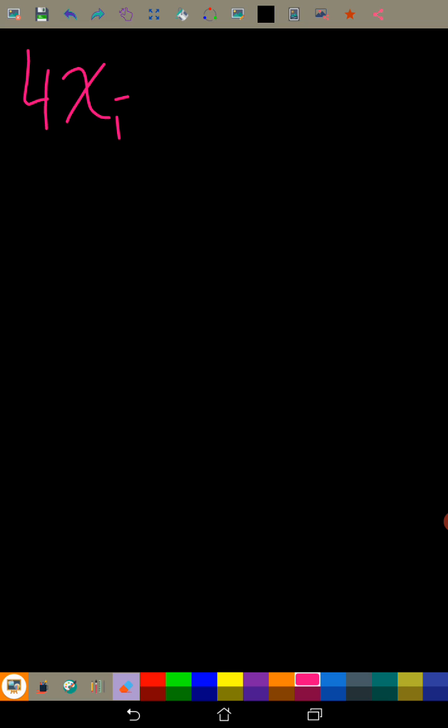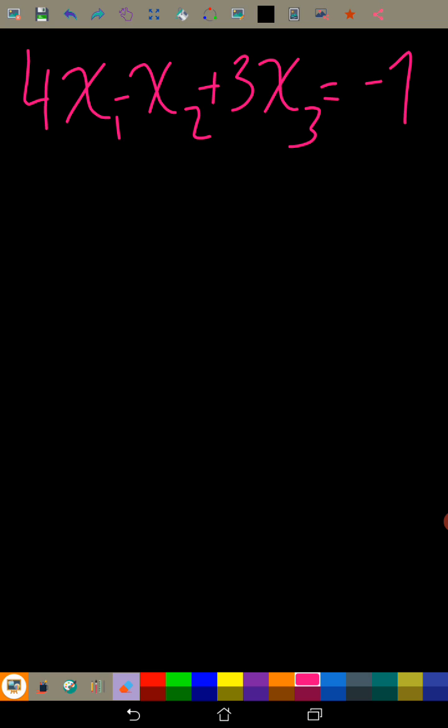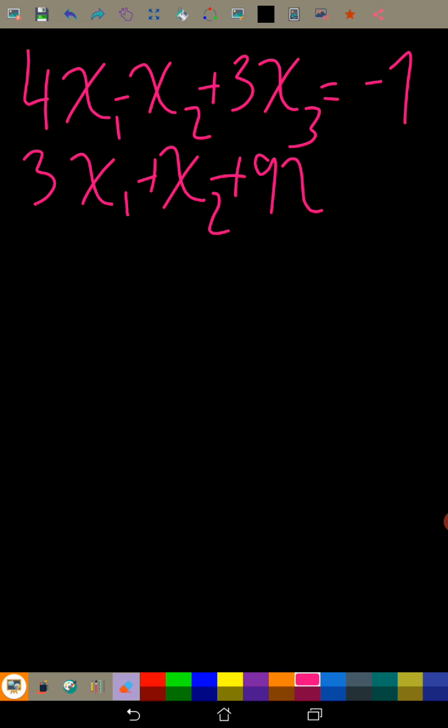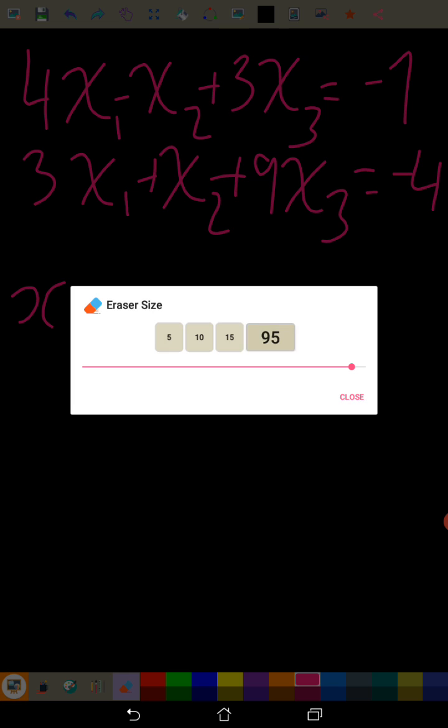Well, actually, it's not smaller, but more compact, but it's equal to -1. And the second one was 3x1 plus x2 plus 9x3 is equal to -4. Like I said, so we can have values. For example, if I'm trying to write in a nice way.